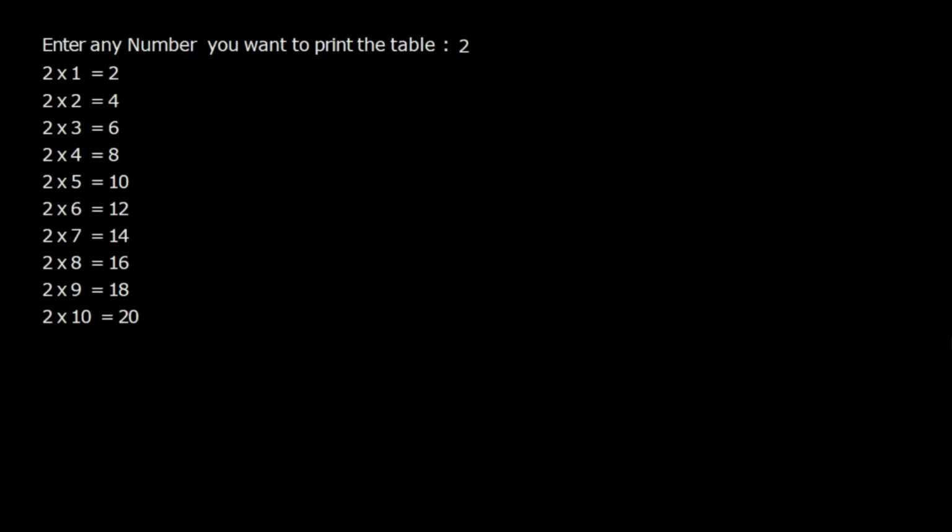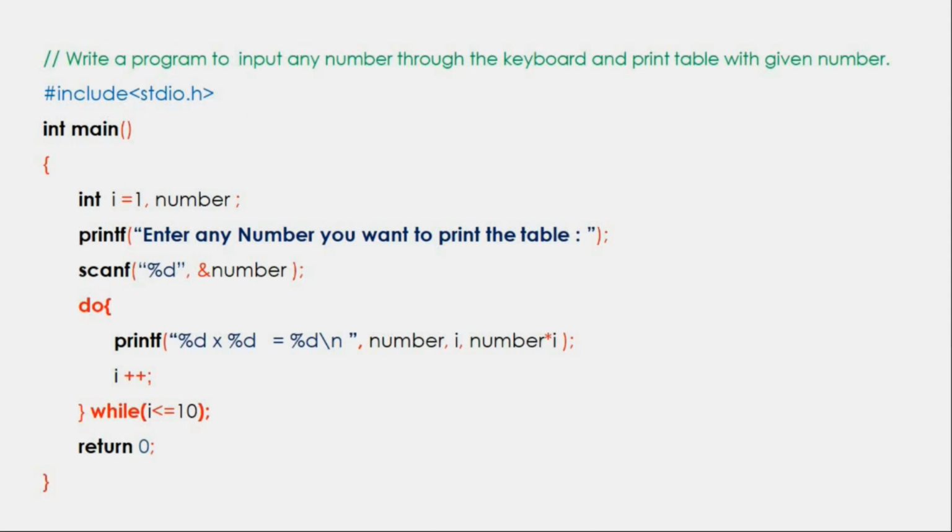There you have it, two different ways to create a C program that generates multiplication tables. The first program uses a while loop, while the second employs a do while loop. Both methods achieve the same goal, and you now have a better understanding of how loops can automate repetitive tasks.